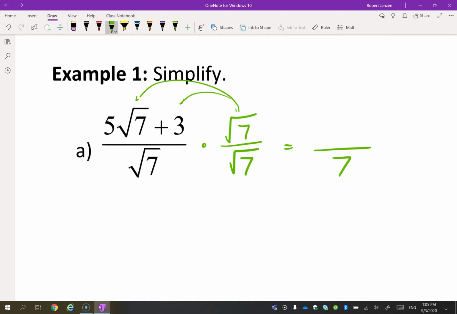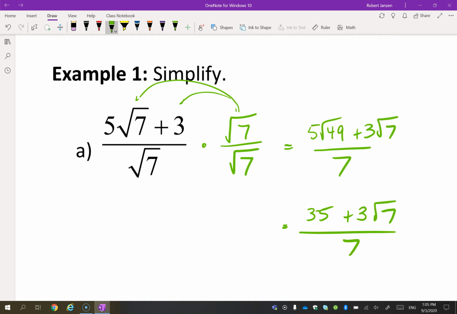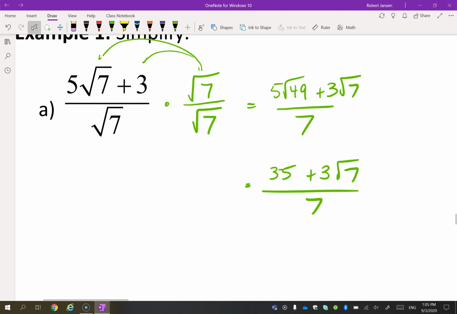So I'm going to get 5 root 49 plus 3 root 7. This can be simplified to 35 plus 3 root 7 over 7. All right, and that is rationalized.